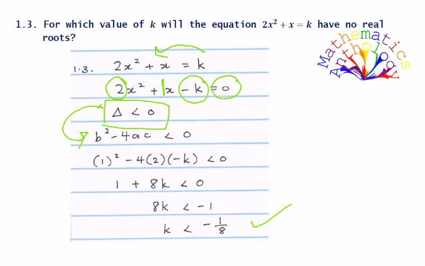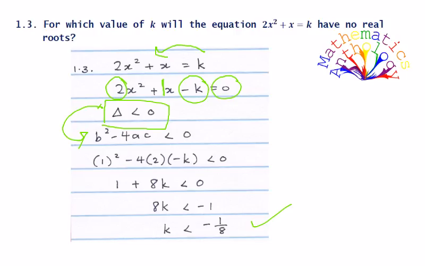So we take everything over to one side. You'll end up with 2x squared plus x minus k is equal to 0. Your a term is the value in front of x squared, which is 2. Your b term is the value in front of x, which is 1. And your c term is your constant, which is negative k. Substitute those into your delta equation. You'll end up with 1 squared minus 4 into 2 into negative k, less than 0.